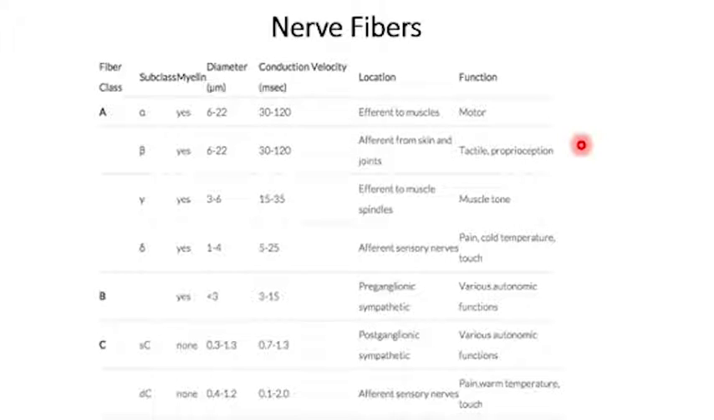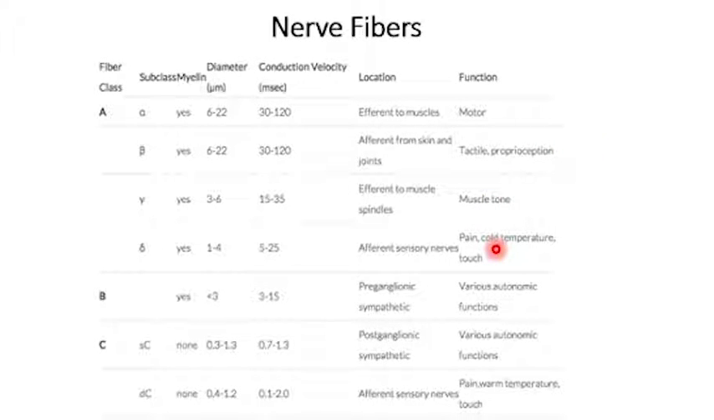Now, our B fibers are mostly found in the preganglionic sympathetic nerves, and these have an autonomic function of the autonomic nervous system. The C fibers serve two functions. One, they're found in the postganglionic sympathetic nerves, but they also play a role in regulation of warm temperature.